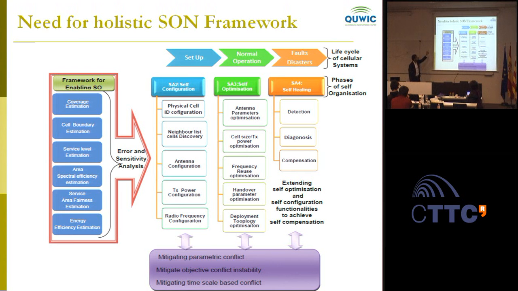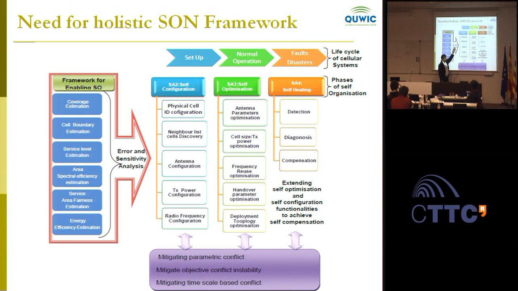Similarly, the cell boundary needs to be estimated automatically on the base station. It's not like a planning tool, which is offline. I'm talking about real-time estimation of the cell boundary, because it will help you to optimize the handover parameters since you know where your cell is ending. So there are a number of KPIs which need to be determined autonomously, and there is a need for algorithms for each of them to be developed.